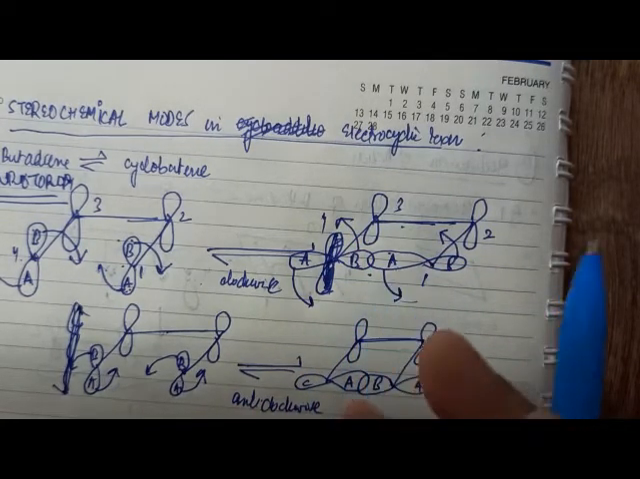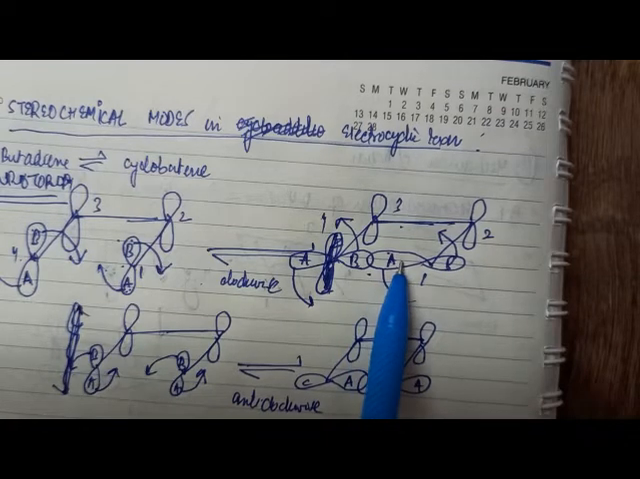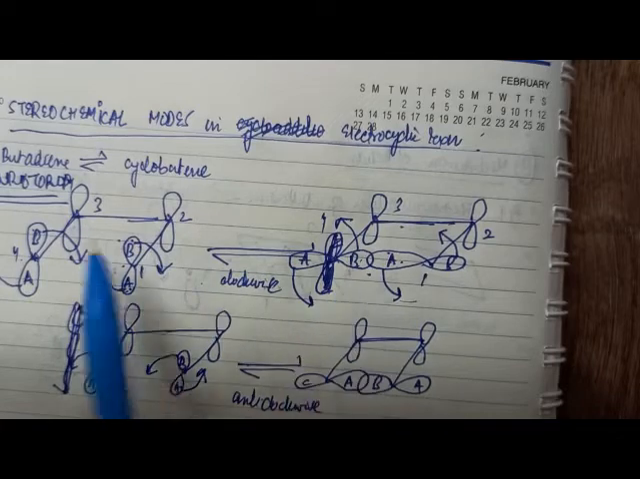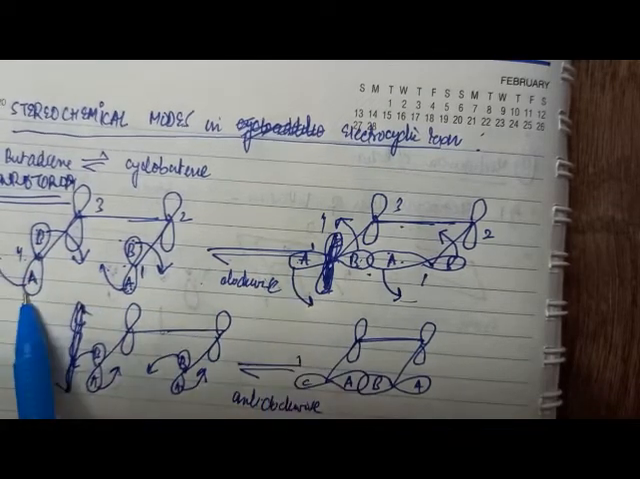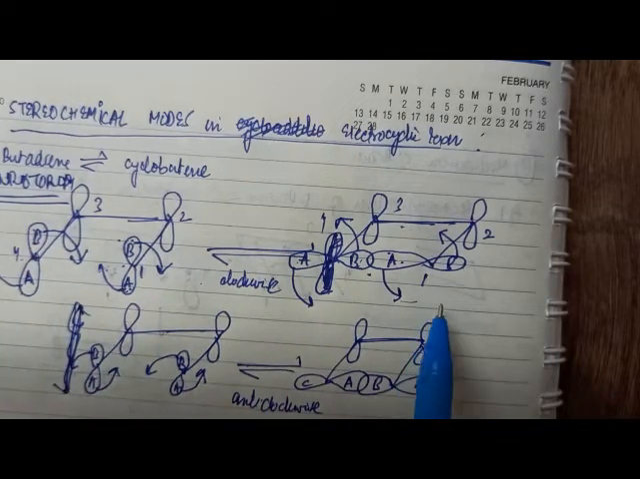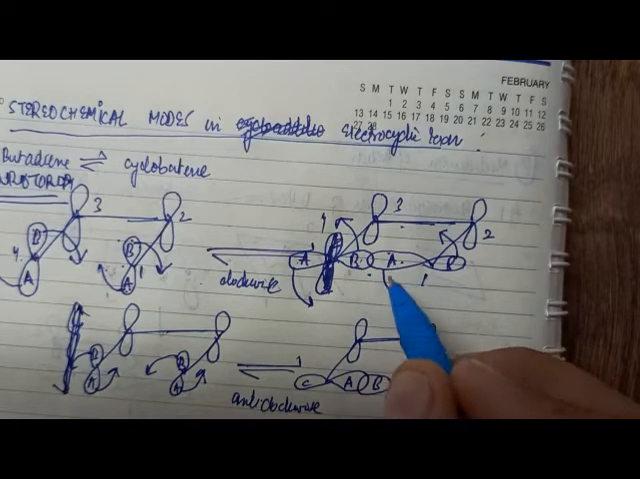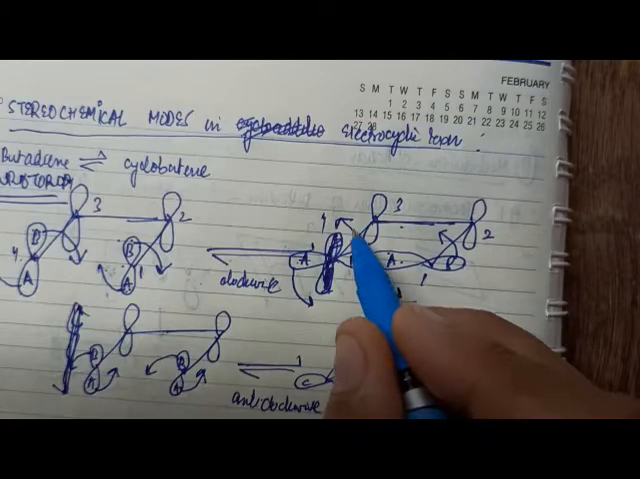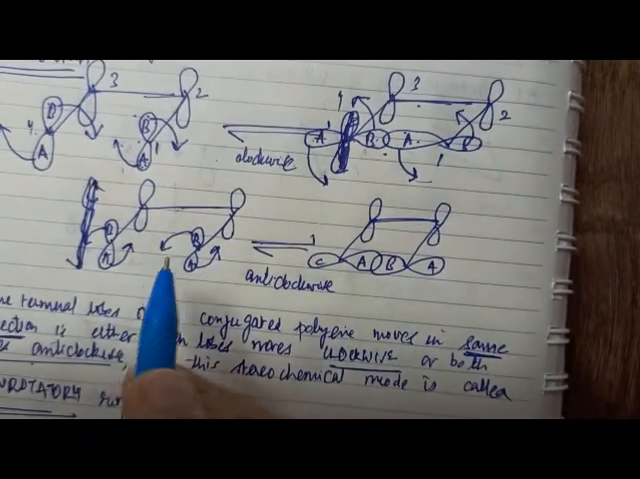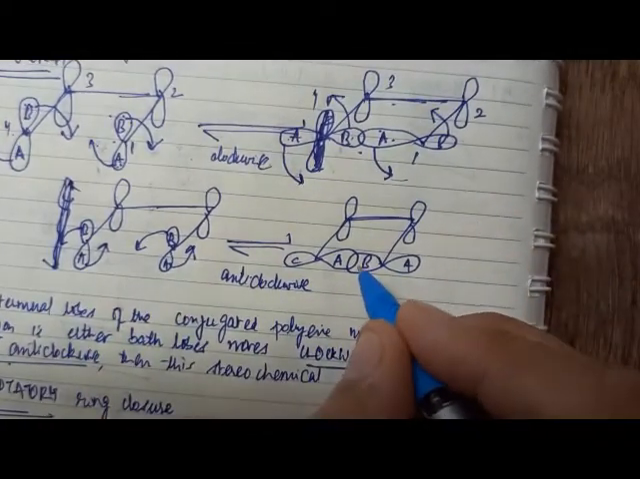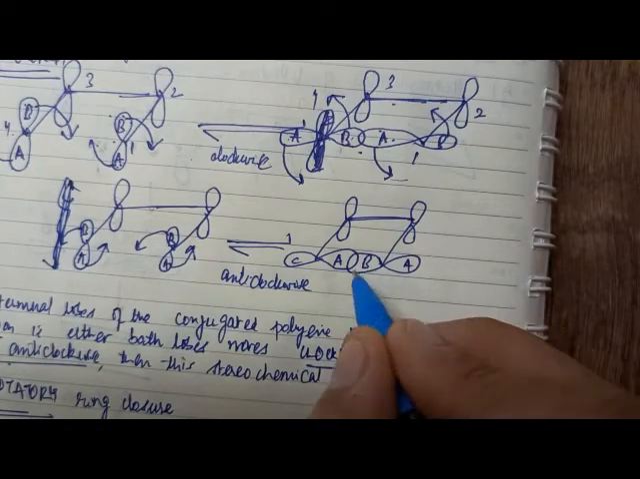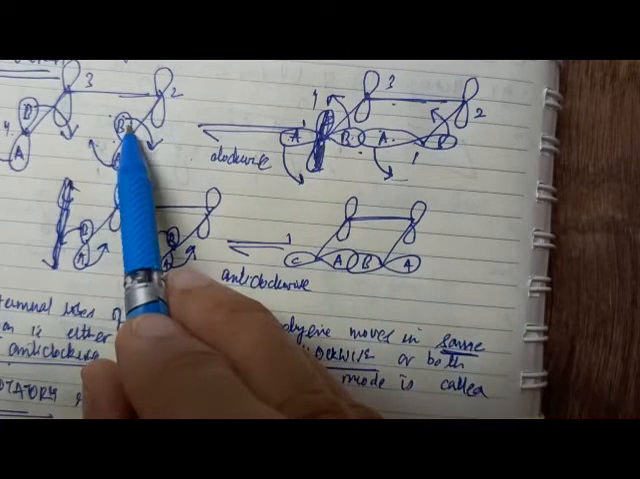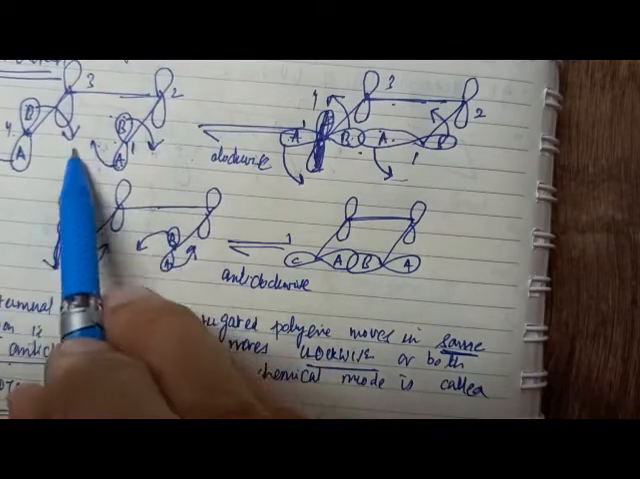Again, what will happen with this kind of rotation? A will come down, B will come up, B will come up, A will come down. So both lobes, if we are talking about electrocyclic ring opening, this lobe is moving in an anti-clockwise fashion, this lobe is also moving in an anti-clockwise fashion. Similarly here, if you see, this lobe is moving in a clockwise direction, and this was also moving in a clockwise direction.